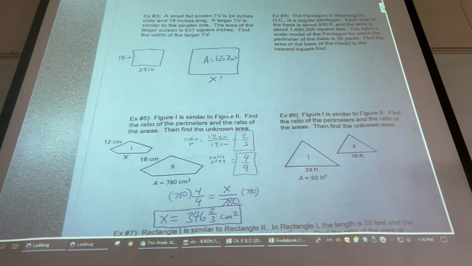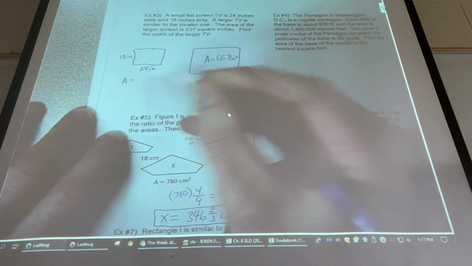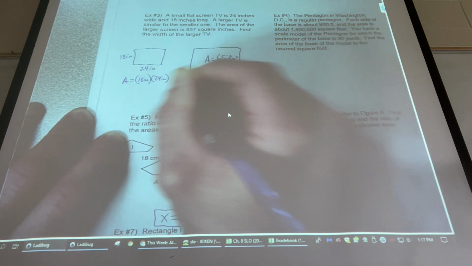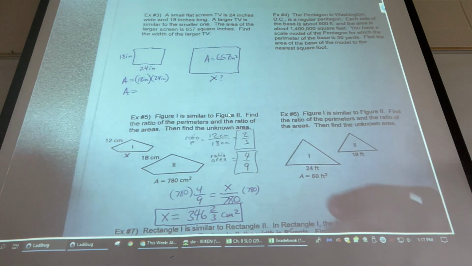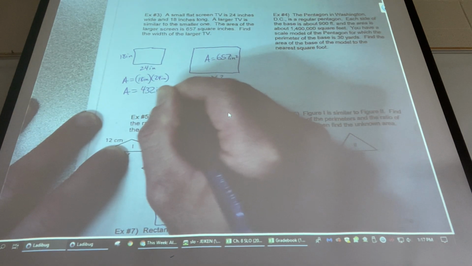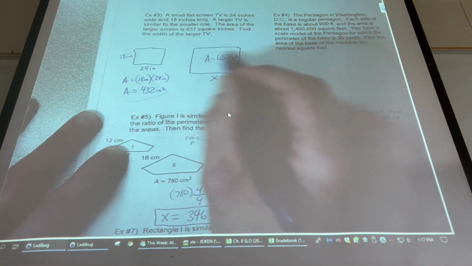Any ideas? I think we should find the area of the smaller TV first. Oh, you could, and then you could compare area to area, right? Mhm. Ah, I gotcha. So the area of the smaller TV is going to be 18 inches by 24 inches, right? What does that multiply together to make? 432. 432 inches squared. And now we can compare areas to areas.